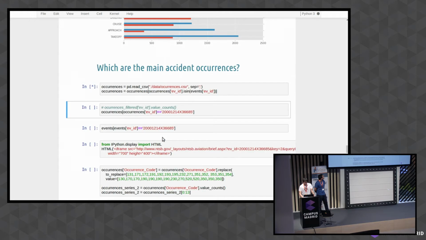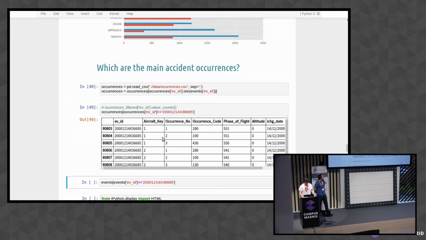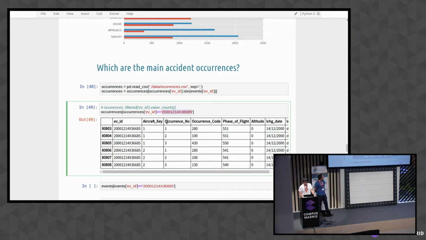Okay. So let's have a look also at the main accident occurrences. We decided to call them occurrences because they are called occurrences in the table, but I'm going to explain a little bit more. For this event ID, let's check what information we can find in the occurrences table. The very first thing we can see is that there were 2 aircraft involved. We have aircraft key 1 and aircraft key 2. And there are several occurrences. Again, we identify each occurrence with a code, and I will explain a little bit of these codes now. So we can see that there's not one cause for each event. It's just a sum of things.